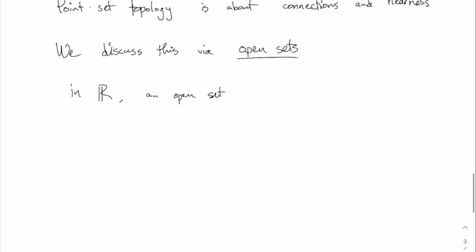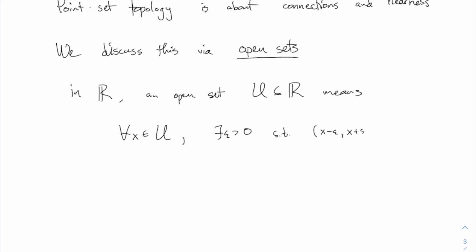But I will just say in R, an open set, let's just say U subset of R, means, well, I'm just going to write some nonsense here, but this is what it means. It means for all points x in U, there exists some epsilon greater than 0 such that the epsilon neighborhood around x, which is to say the interval x minus epsilon to x plus epsilon, is a subset of U, all right?